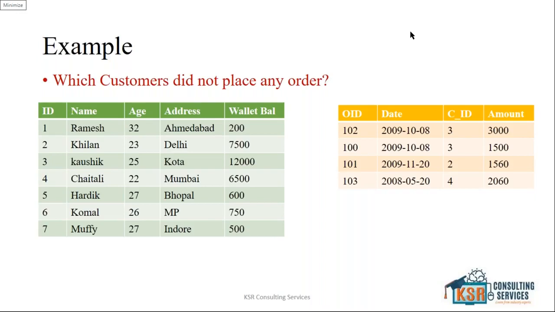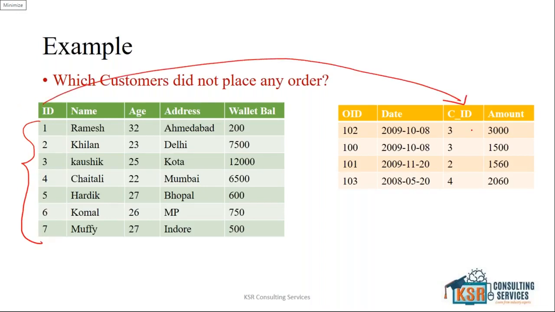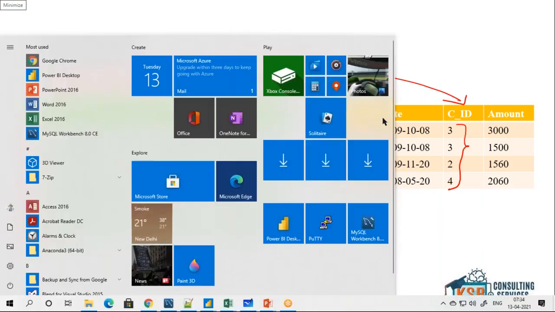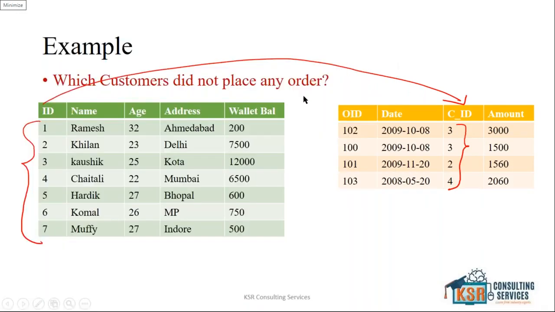My approach will be very, very simple. I will take all these IDs and compare them with this one, and I will just check who is available in this table and who is not available in this table. Very, very simple. For that, I will explain the same thing: which customers did not purchase. I will answer it.